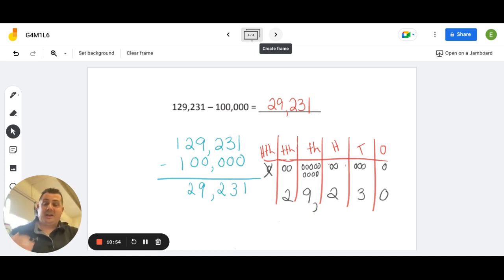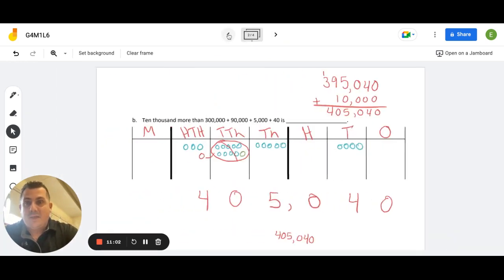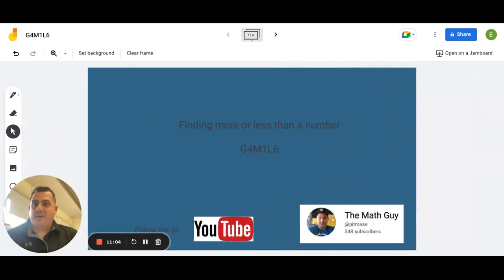29,230. I do think that is the longer way, but if you need to see it with the place value discs, that is fine. So that is a quick video on Module 1, Lesson 6, finding more or less than a number.